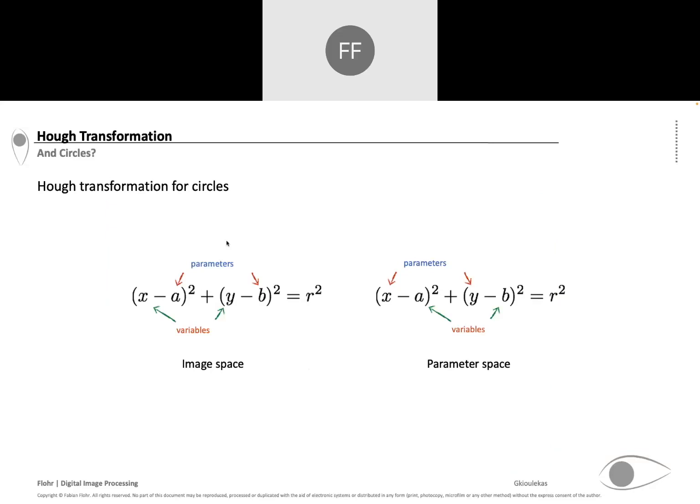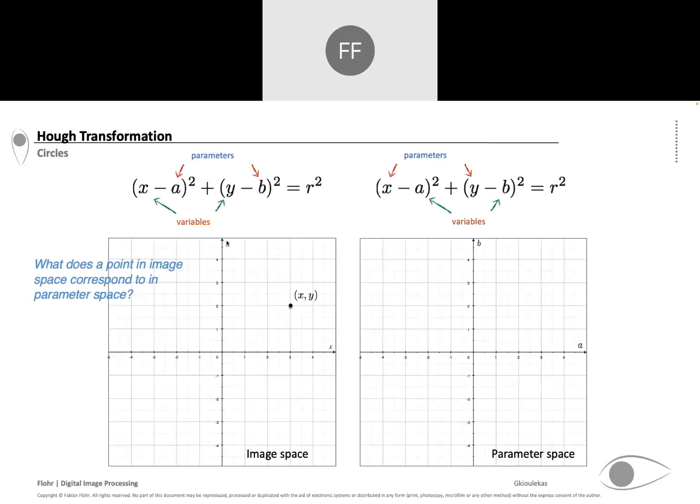And other shapes. So we could also have circles, right? So the circle form is represented here like that. Here we have then our three parameters, A, B, and R. And in the parameter space, you switch again parameters and variables. And now same question again. So what does a point in parameter space become?